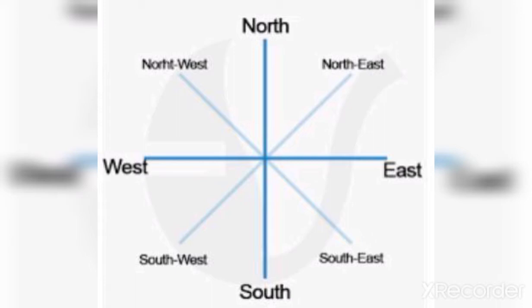Scale. Maps are smaller than the area they represent. There has to be some relationship between the map distance and the ground distance. This relationship is represented as the scale of the map.